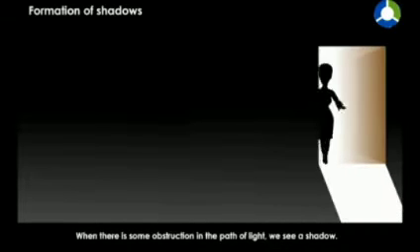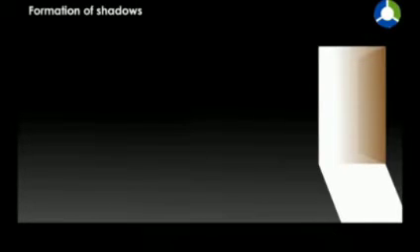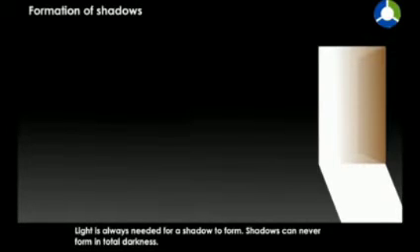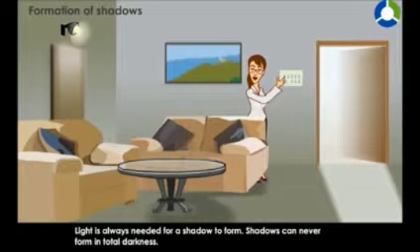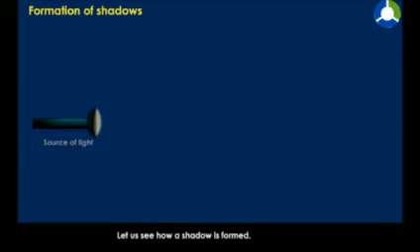Formation of shadows. When there is some obstruction in the path of light, we see a shadow. Light is always needed for a shadow to form. Shadows can never form in total darkness. Let us see how a shadow is formed.